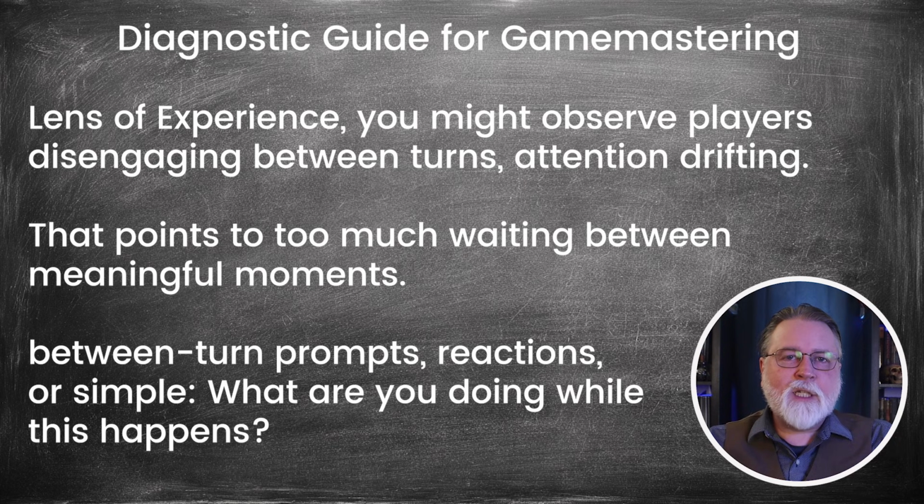So, using the lens of experience, you might observe players disengaging between turns, attention drifting, or phones appearing at the table. That points to too much waiting between meaningful moments. A practical procedural adjustment here is to add between-turn prompts, reactions, or simple "what are you doing while this happens" questions to keep players mentally involved even when it isn't their turn.